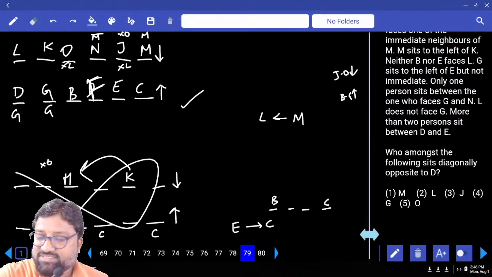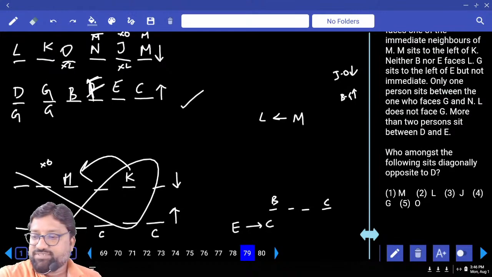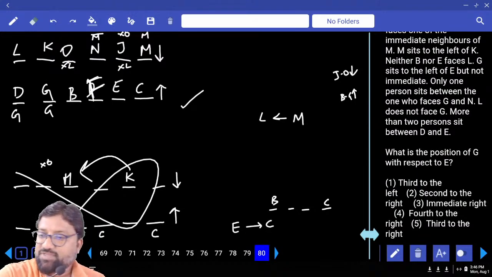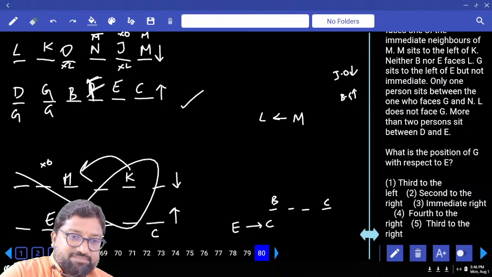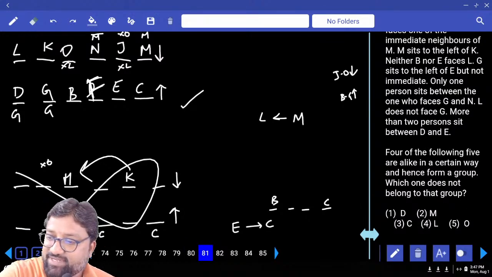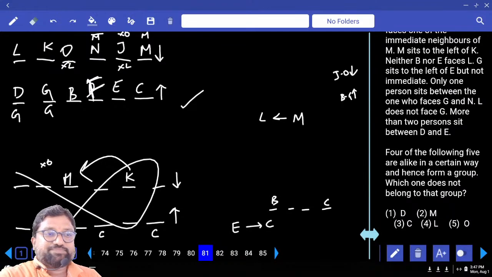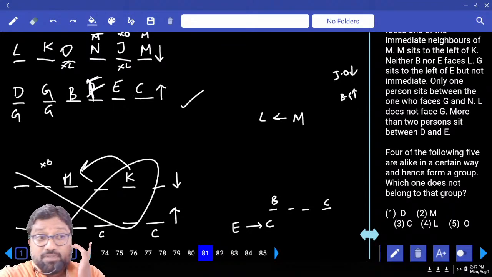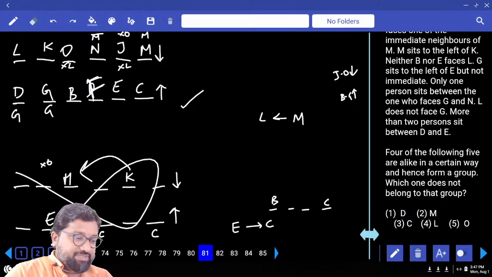Who amongst the following sits diagonally opposite to D? Diagonally opposite to D is M. What is the position of G with respect to E? Third to the left. Four of the following 5 are alike in a certain way, hence form a group. D, M, C and L are in the corners. So your answer should be O.